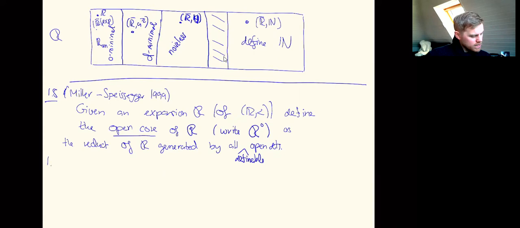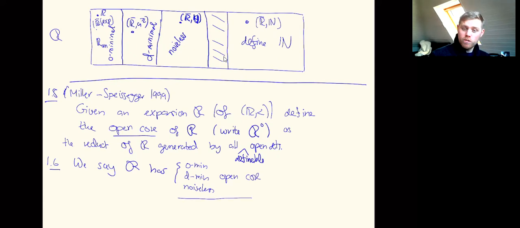What they also introduced is that you can say that an expansion R has, and now you put in here your favorite tameness notion, let's say o-minimal, d-minimal, noiseless, and then open core. This part is a definition: we say R has o-minimal, d-minimal, or noiseless open core if the open core is o-minimal, then we call it o-minimal open core, d-minimal, or if it's noiseless.